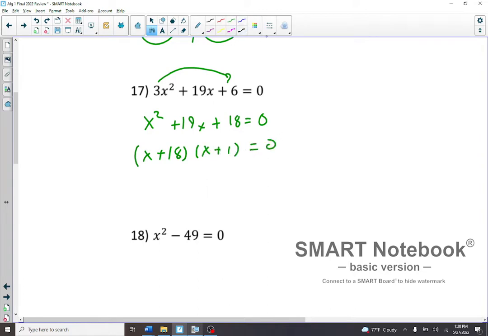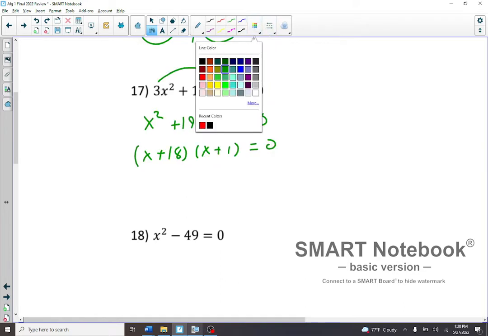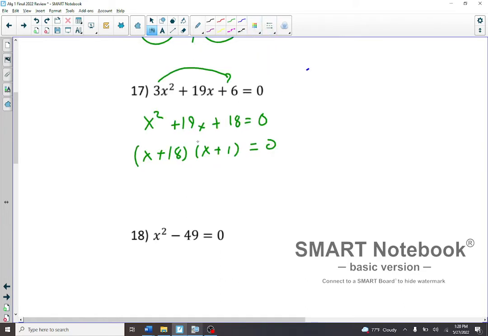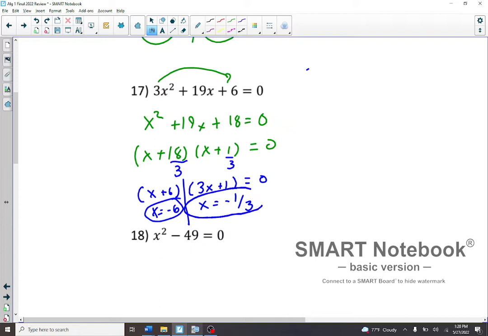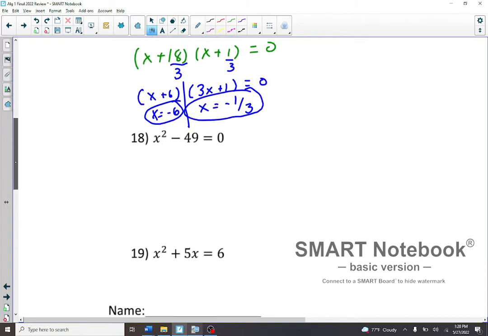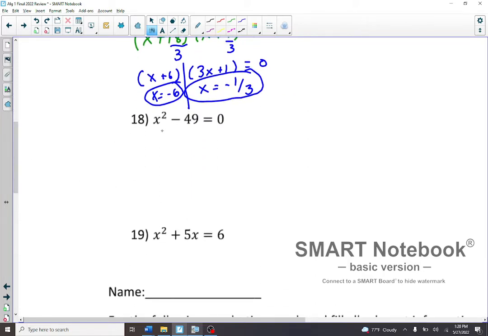But then we're going to divide both sides by 3 because we borrowed a 3. So it becomes, this reduces to x plus 6. This is not reduced, so it becomes 3x plus 1. We split and solve. So x equals negative 6, and x equals negative 1/3. Again, I'm not going over the work. You could go back in the video to check out the work of how you would do that.